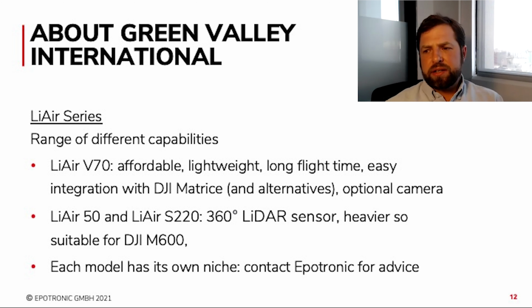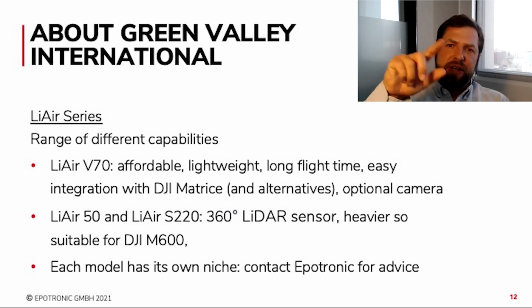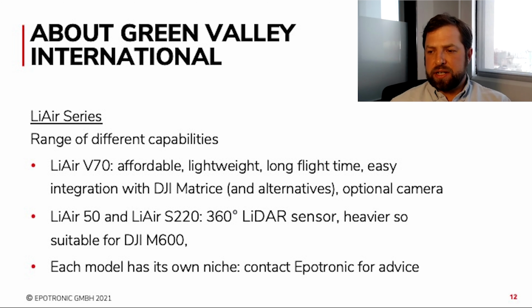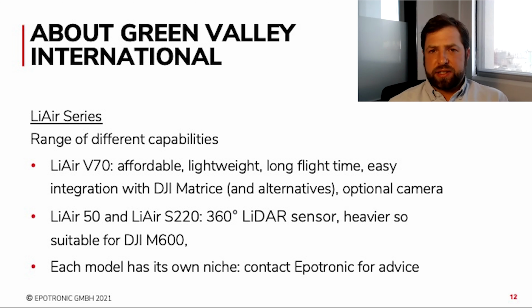The other LiDAR systems that can go on, let's say the M300, because of the new Skyport, would be our LiDAR 50N. This features a Velodyne sensor, so the ability to scan 360 degrees. And also we have a LiDAR S220. This is actually a heavier unit coming in at about 4.2 kilos. And this is going to only really be able to be mounted to something like the M600 at this point. But the advantage really of the LiDAR 50 and the 220 over something like the LiDAR V, the Livox sensor, is this 360-degree field of view for scanning. That's a big advantage. Each system really has its own, so we encourage you to reach out to Epotronic so they can really walk you through points of comparison on the technical specifications of all these devices.